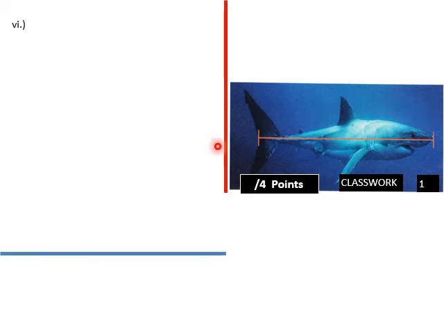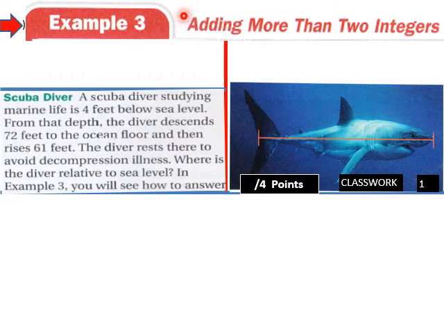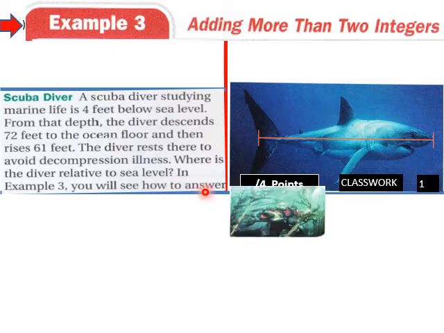And we'll go right into our first example here. Adding more than 2 integers. A scuba diver studying marine life is 4 feet below sea level. From that depth, the diver descends 72 feet to the ocean floor and then rises 61 feet. The diver rests there to avoid decompression illness. Where is the diver relative to sea level? In example 3, you will see how to answer this question.